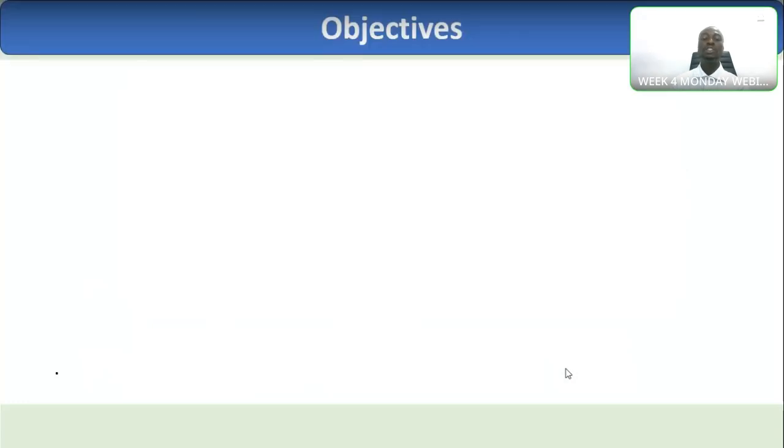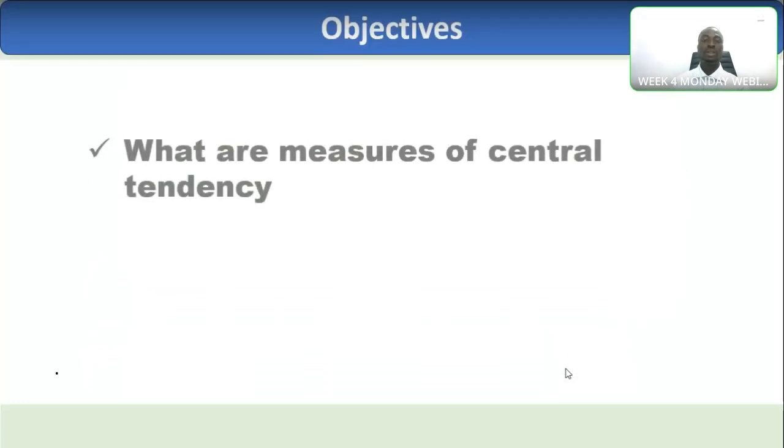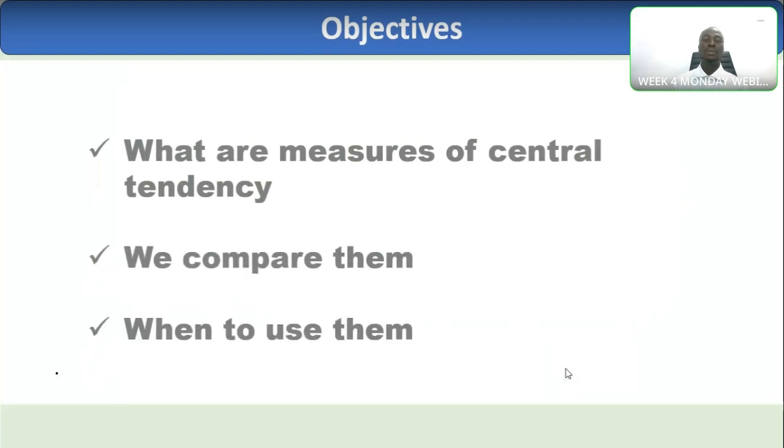So let's look at the second topic for today, which is the measure of central tendency. Let's look at what they mean. We are going to compare them, and we are going to look at when we can use them. So, a measure of central tendency is what you use when we are referring to a particular value that best represents the center of a data set.